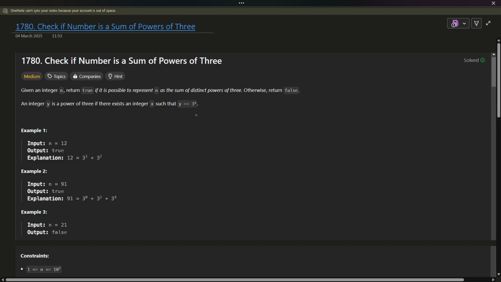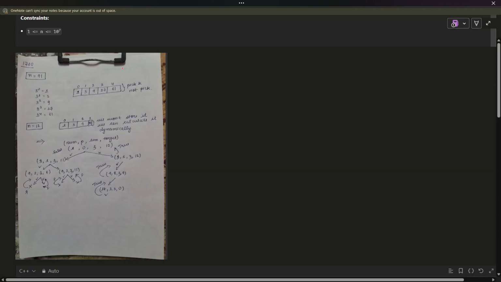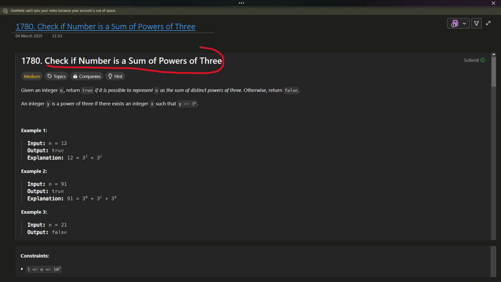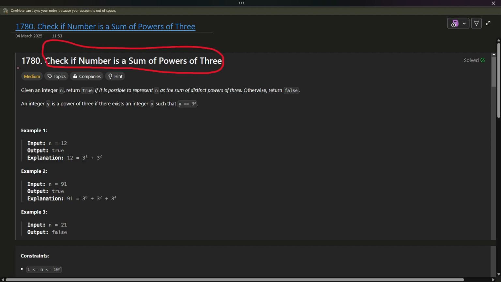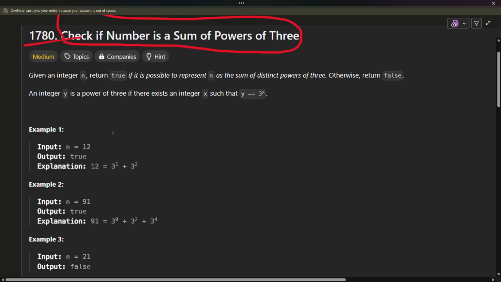Okay, so hello everyone. Today we will be solving today's LeetCode POTD, which is check if number is a sum of powers of three, LeetCode number 1780. So this is our question. Now let's try to solve it.